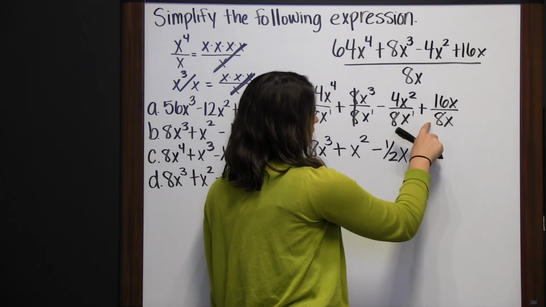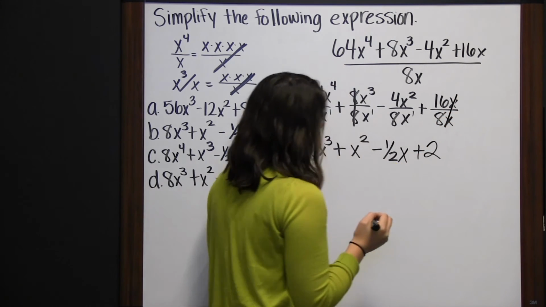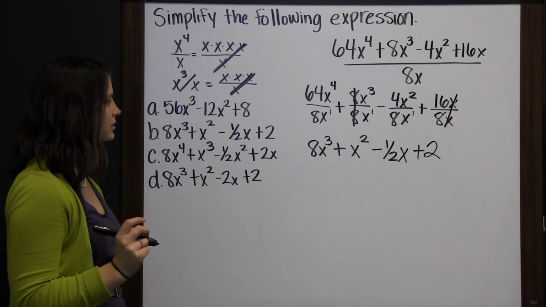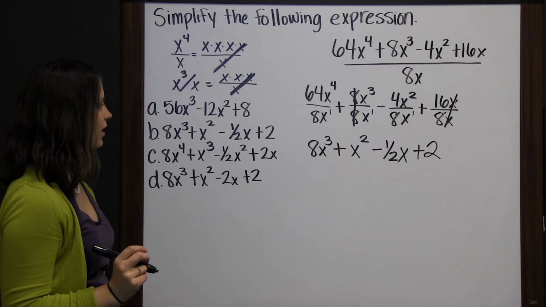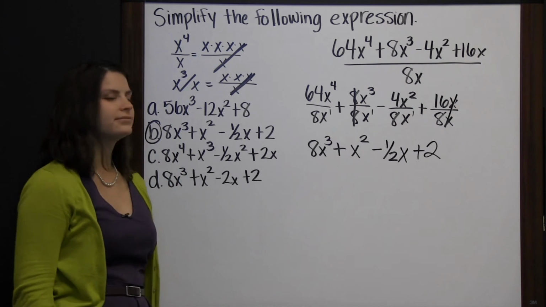plus 16 divided by 8 is 2, and x divided by x is 1. So our answer is 8x cubed plus x squared minus 1/2 x plus 2, which is answer B.